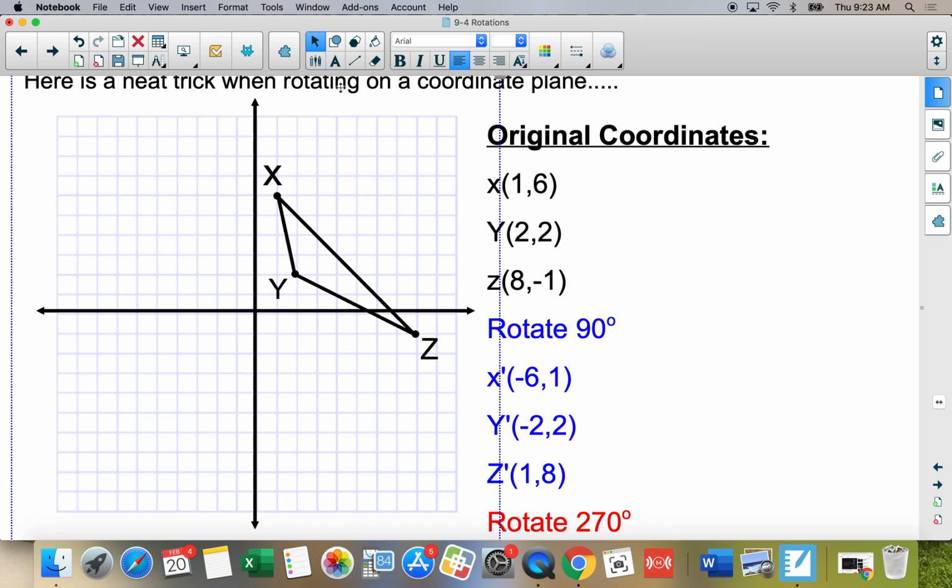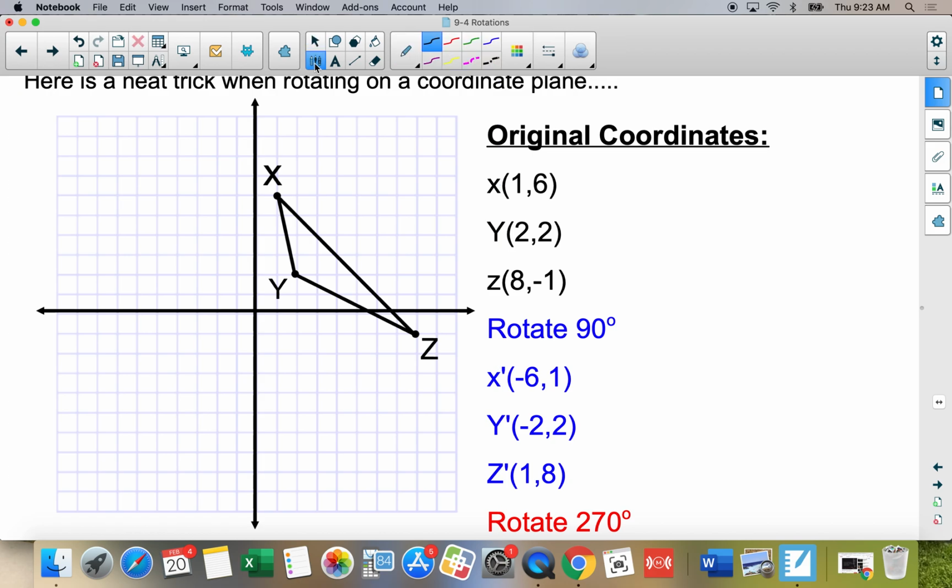And then what I'm going to do is I'm going to plot those points. So I'm going to come back here, and I'm going to plot negative 6, 1. And I'm going to put a point there. And I'm going to plot negative 2, up 2. And I'm going to plot 1, 8. Oh, this dot was wrong. My bad. There we go. That looks better.